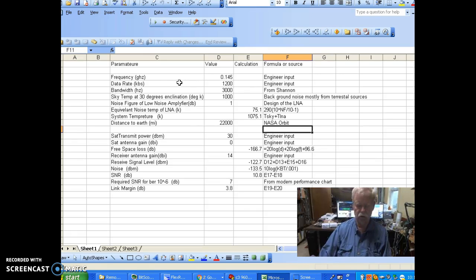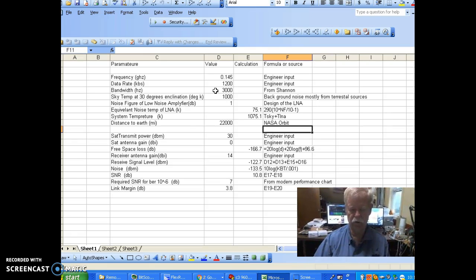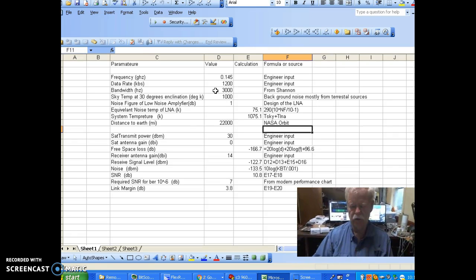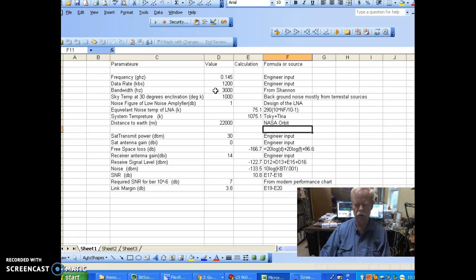Now, once you decide the data rate, you also describe the type of modulation, and typically we choose frequency shift keying. Shannon tells you that you probably need about 3,000 hertz of bandwidth to do that. There are some trade-offs, and you can do some things to reduce that, but that's beyond the scope of this video.